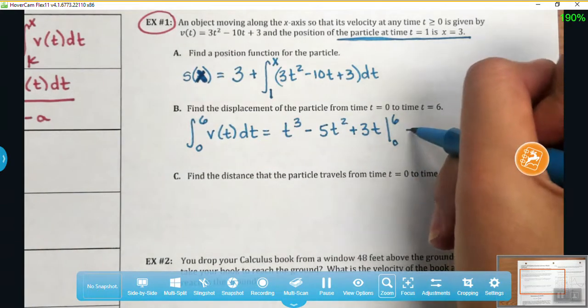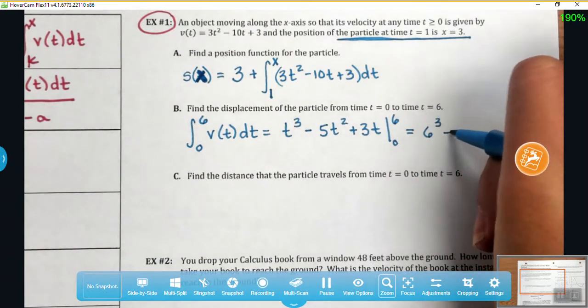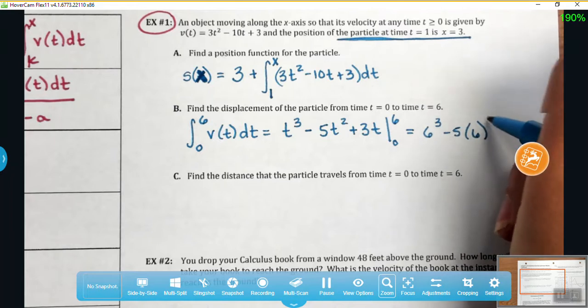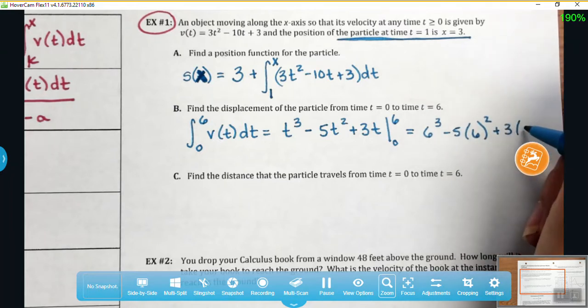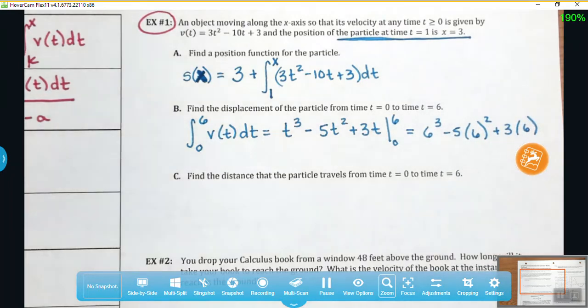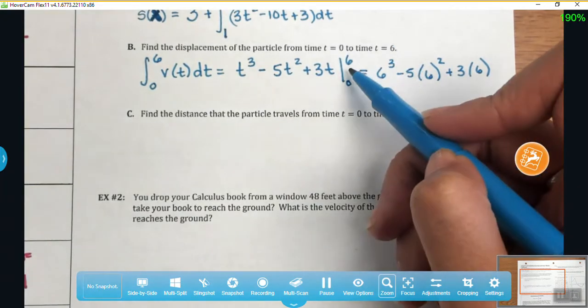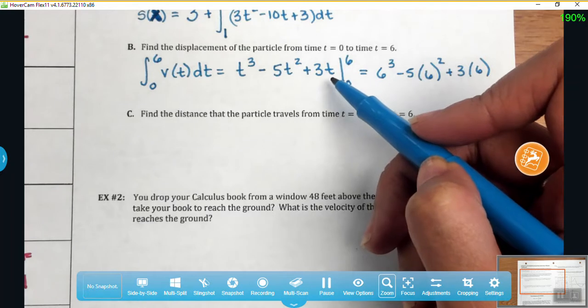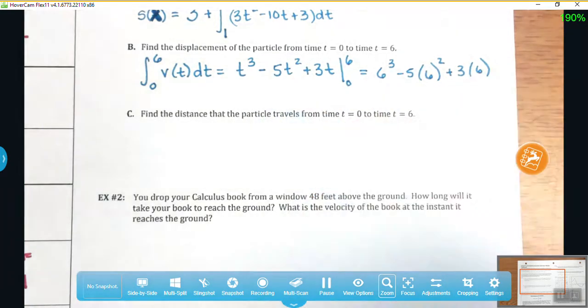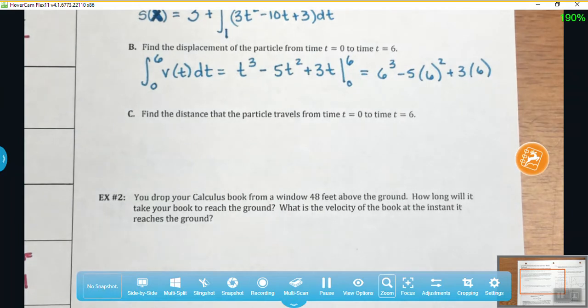And so this will just equal 6 cubed minus 5 times 6 squared plus 3 times 6. And 0 plugged in is 0, so we don't have to worry about it. Because for definite integrals, the plus c will cancel when you plug in 6 and then you plug in 0. Like if c was 2, then it would be plus 2, and then 0 plugged in would be minus 2, and they would cancel each other out.